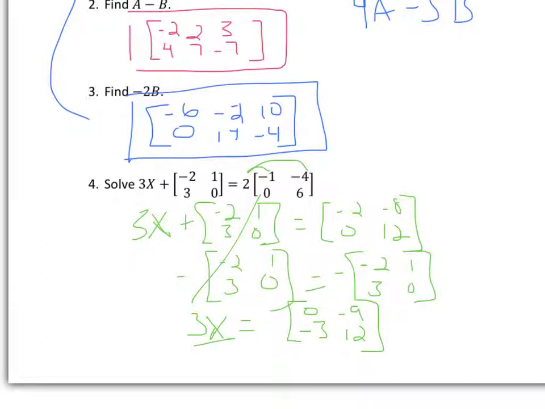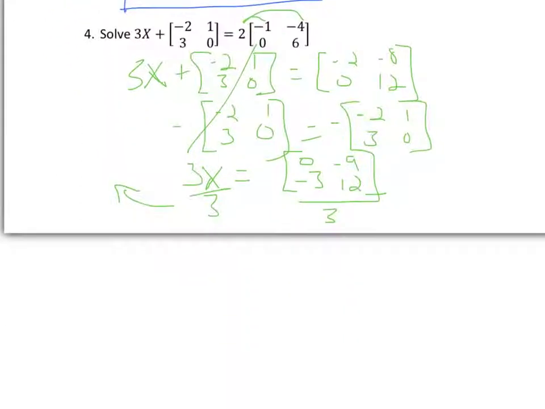Now to finish this up, divide both sides by 3. If you divide a matrix by 3, it's the same as multiplying by 1/3, so you just distribute that division by 3 all around. What you'll end up with is x equals 0 divided by 3 is 0, negative 3 divided by 3 is negative 1, negative 3 and 4. And you're finished.